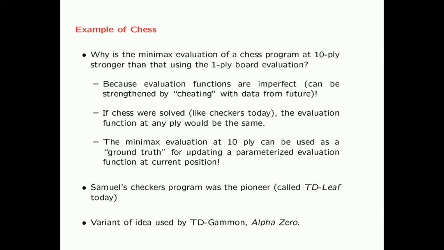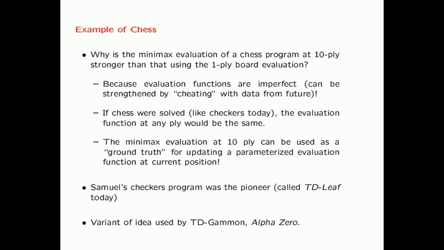So to understand bootstrapping a little bit further, I'm going to give you an example of chess. And board games are a perfect example of this, because in fact the first use of this type of approach was in Samuel's checkers program. Arthur Samuel from IBM had created a checkers program where he used the basic idea of bootstrapping.